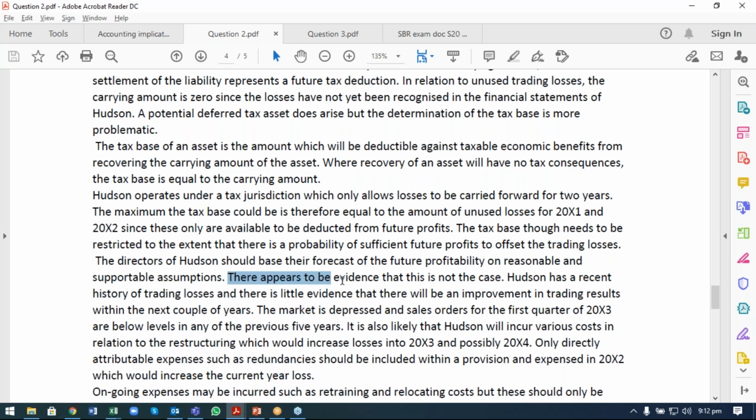There appears to be evidence that this is not the case. Hudson has a recent history of trading losses, and there is little evidence that there will be an improvement in the trading results within the next couple of years. The market is depressed, and sales orders for the first quarter of 2003 are below levels in any of the previous 5 years. It is also likely that Hudson will incur various costs in relation to the restructuring, which would increase the losses into 2003 and possibly 2004. Only directly attributable expenses such as redundancies should be included within the provisions and expensed in 2002, which would increase the current year loss as well.